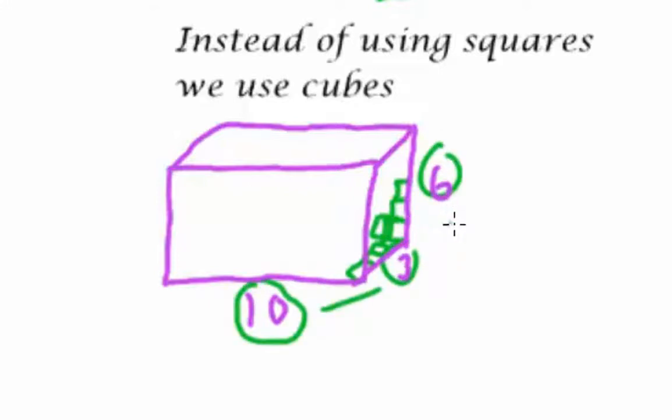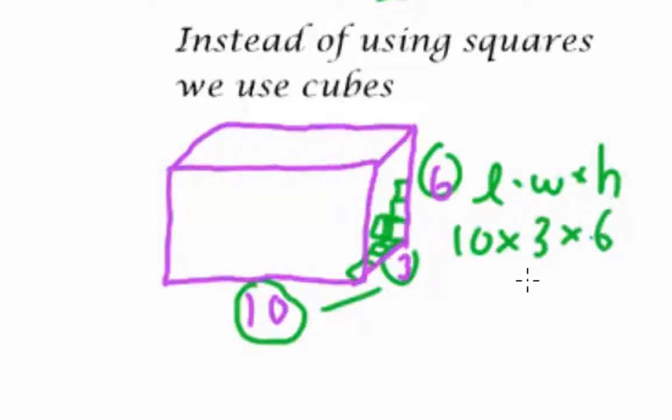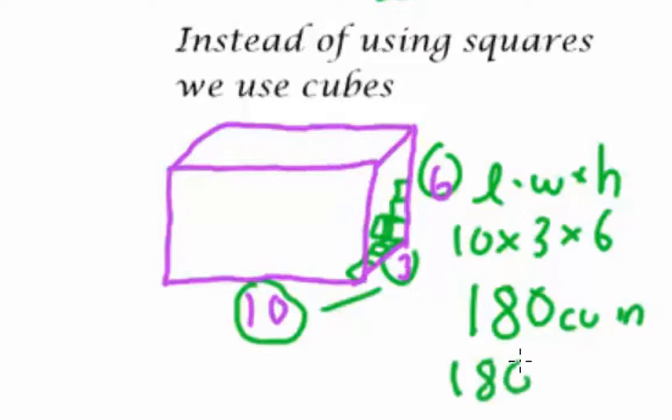So I will take the length that I have, the width that I have, and the height that I have of the box and multiply all three. Length times width times height. So in this case, I will do 10 times 3 times 6 and get 180. And I will have 180 cubic inches. Or I can also describe it as 180 inches cubed, and any unit really can be applied to volume as well.